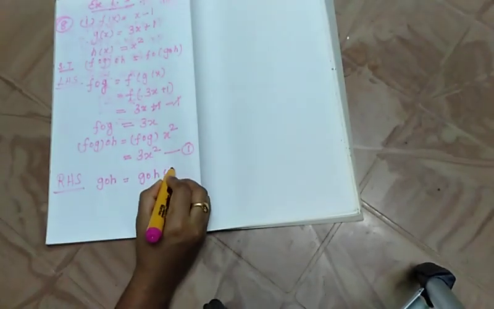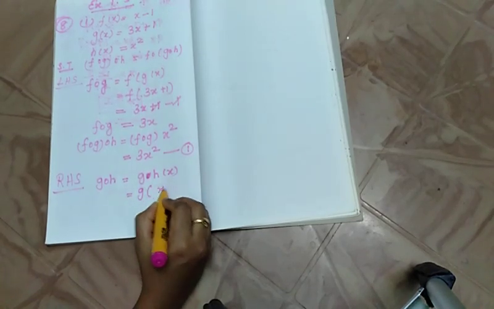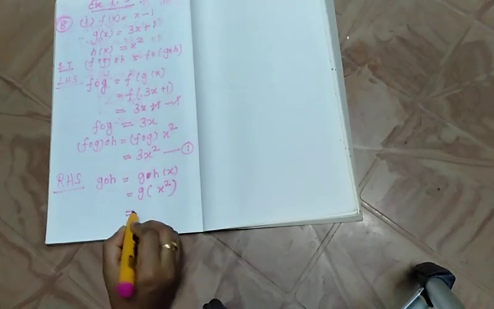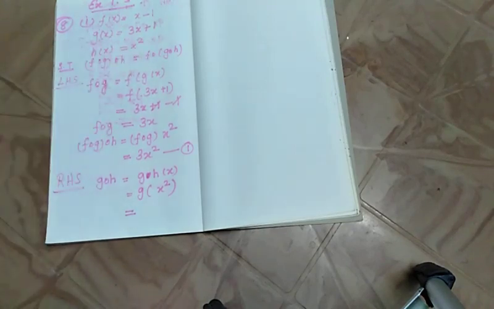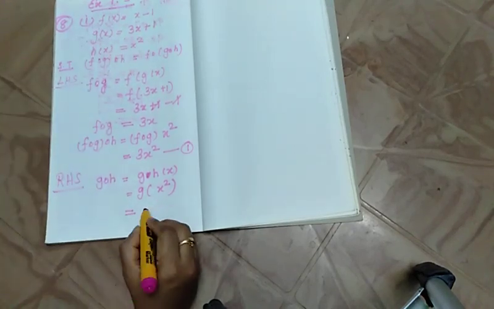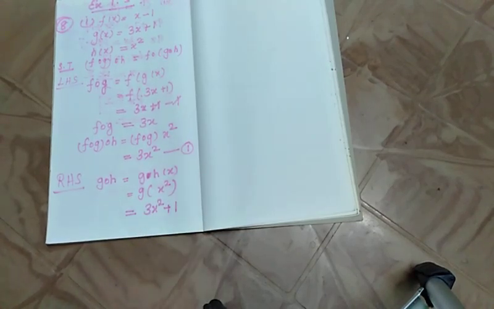Now let's find out the right hand side also. Check whether we were getting it equal. What is the bracket term there? G of h, which is equal to g of h of x, isn't that? So g of, what is h of x? X square. So g of x is 3x plus 1, isn't that? So g of x square means 3x square plus 1.